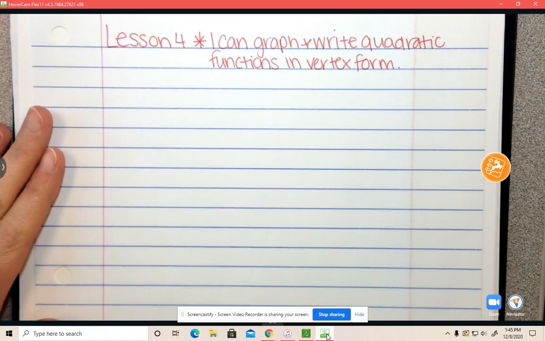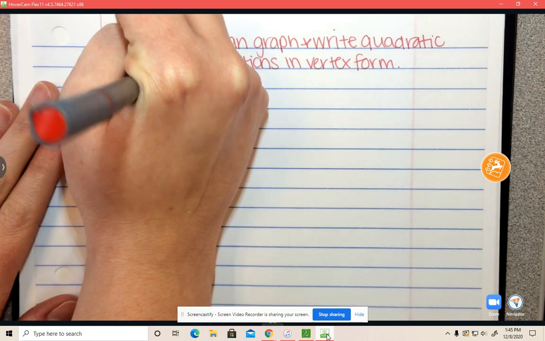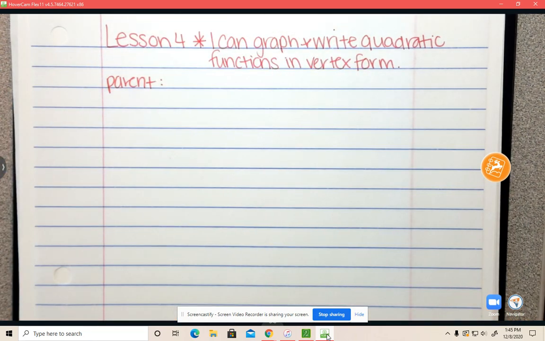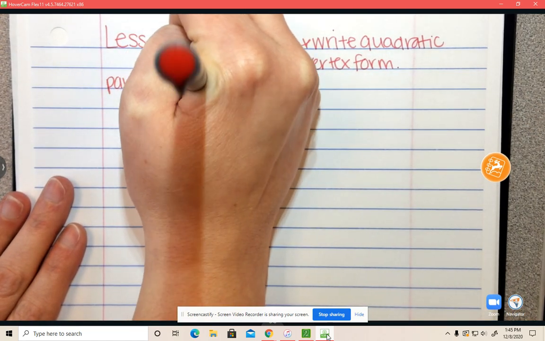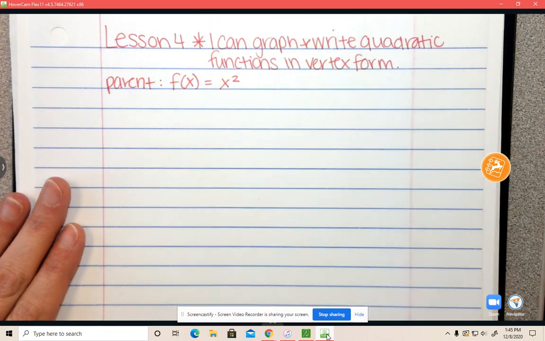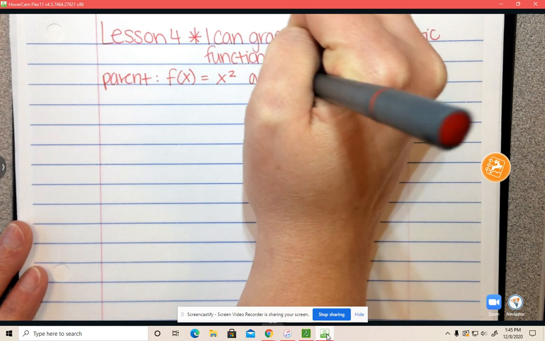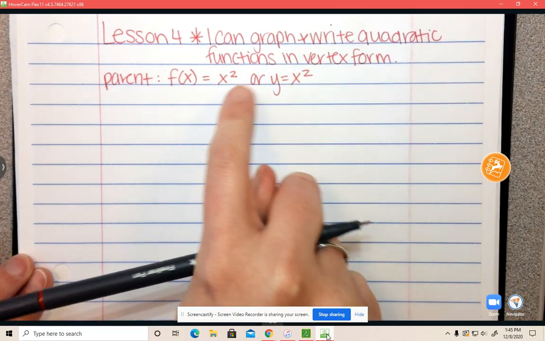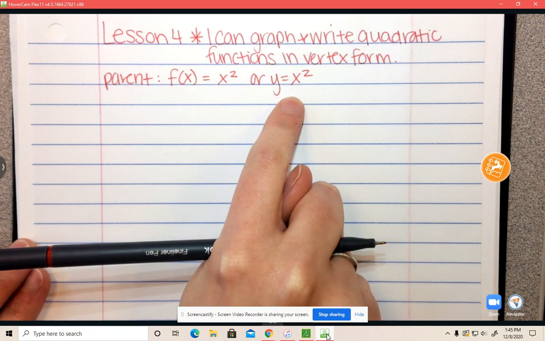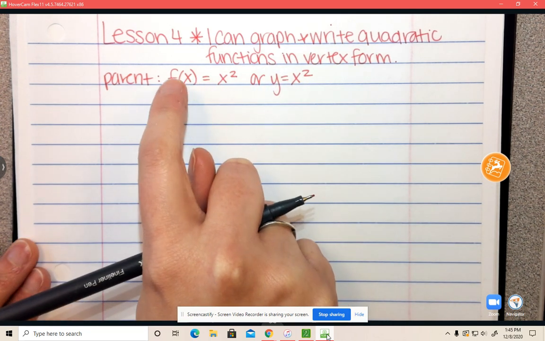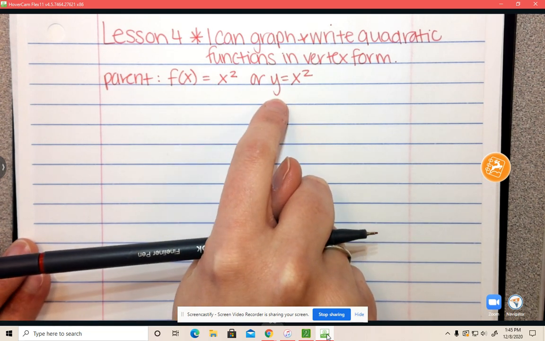First, we need to look at the parent function. So the parent function is the most basic function of that type. So we're talking about quadratic functions. So the parent function is f of x equals x squared. Or you might see y equals x squared. Those are the same thing. This is function notation. This is equation notation. Okay, so those mean the same thing. You'll see some problems that have f of x today, and you'll see some that have a y.